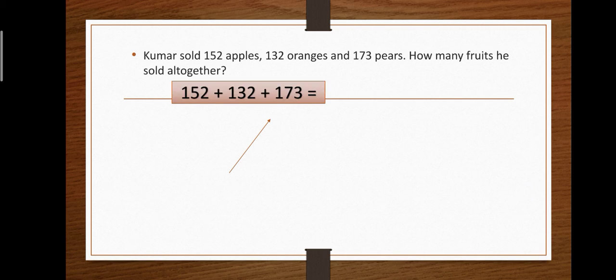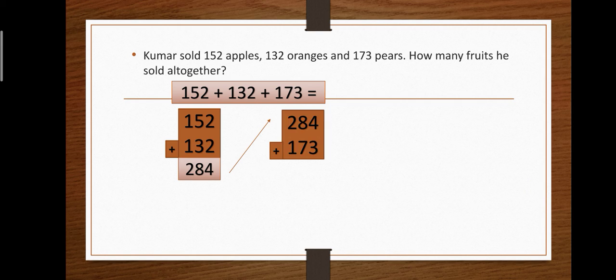So first of all, you write the mathematics sentence. Then you add apples and oranges first, bring up the answer, then add pears, and then you will get the total number of fruits, 457.